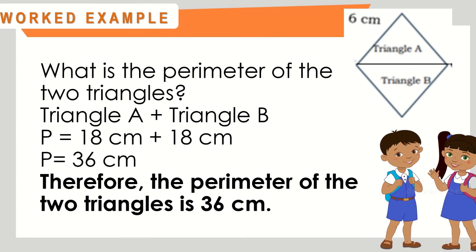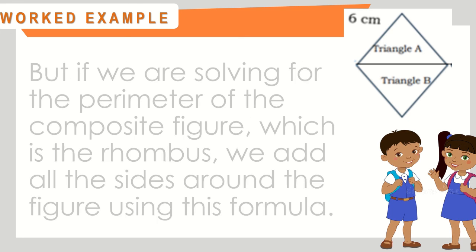What is the perimeter of the two triangles? Triangle A plus triangle B. P is equal to 18 cm plus 18 cm. P is equal to 36 cm. Therefore, the perimeter of the two triangles is 36 cm.